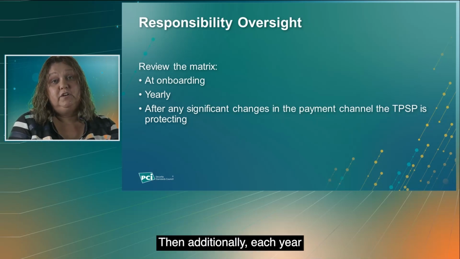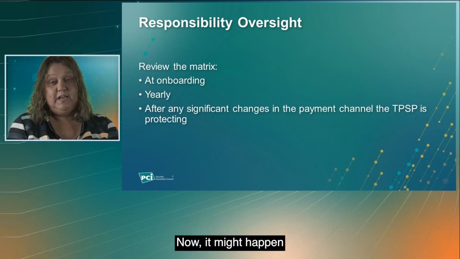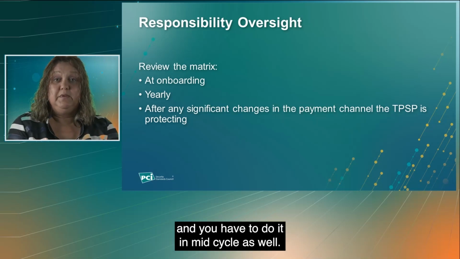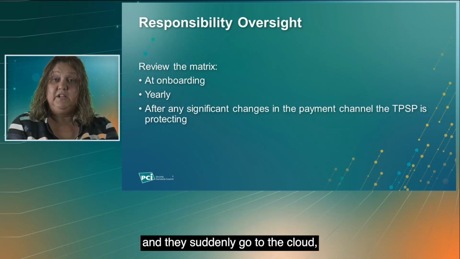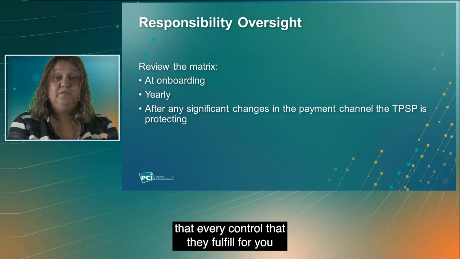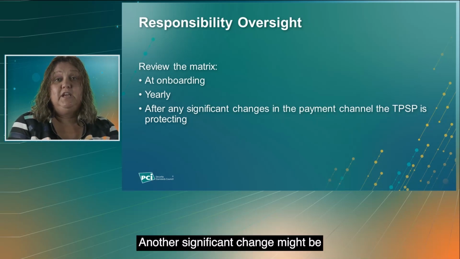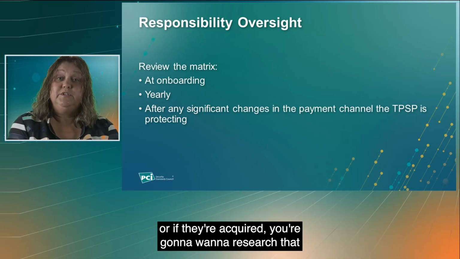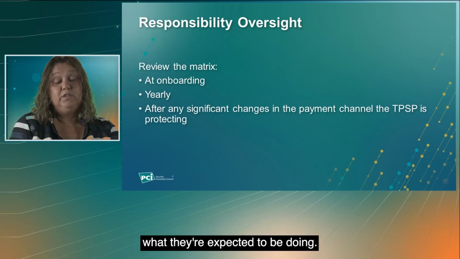Then additionally, each year, you're going to want to review that responsibility matrix and make sure that it's still accurate. Now, it might happen that there's a significant change throughout the year with that service provider, and you have to do it mid-cycle as well. For instance, if a service provider is on-prem and they suddenly go to the cloud, that's a significant change, and you're going to want to make sure that every control that they fulfill for you is still being fulfilled in the new environment. Another significant change might be if the service provider has a bunch of layoffs, or if they're acquired. You're going to want to research that and make sure the responsibilities are still the same and both parties understand and agree what they're expected to be doing.